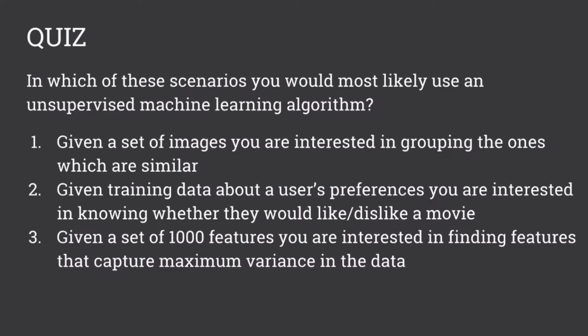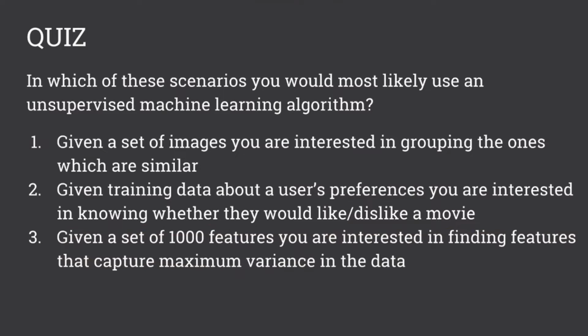In which of these scenarios would you most likely use an unsupervised machine learning algorithm? The first one is, given a set of images, you are interested in grouping the ones which are similar. Or the second one, given training data about users' preferences, you are interested in knowing whether they would like or dislike a movie. Or the third one, given a set of 1,000 features, you are interested in finding features that capture maximum variance in the data.